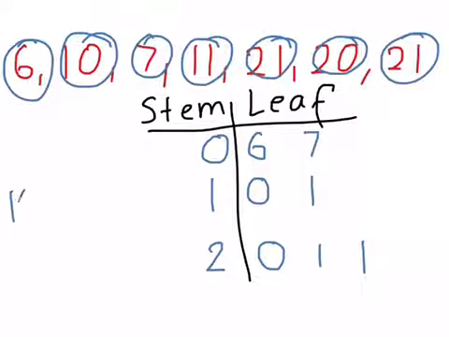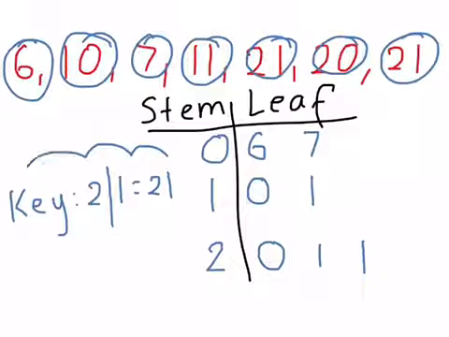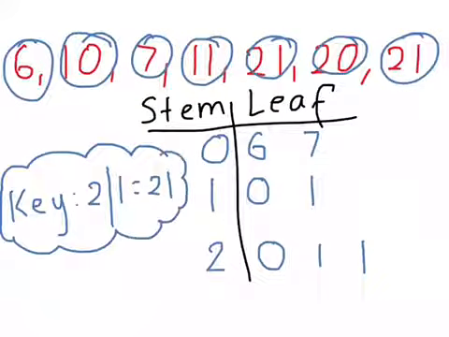Now we need to have a key so we know how to read this. So your key might be, just pick a number from there. Let's go with 2-1. And the way you read that is 21. So you would put your key somewhere at the side.